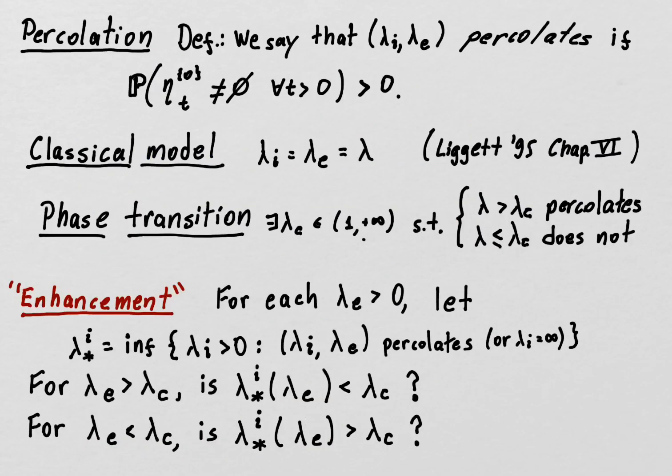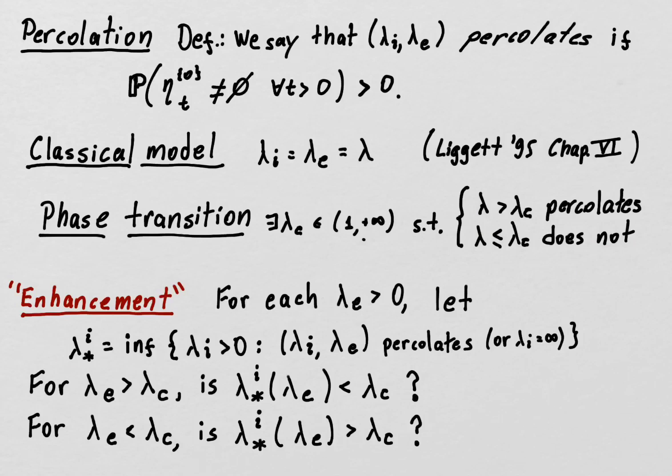So we say that this process percolates if any non-empty infection has positive probability of surviving, and the classical model is when lambda_I and lambda_E are both equal, which we call lambda, and the reference for the classical model would be Liggett's book. And when both are equal, there exists a critical lambda_c which is strictly larger than 1 and which is finite, such that the system percolates for higher values and does not percolate for smaller values.